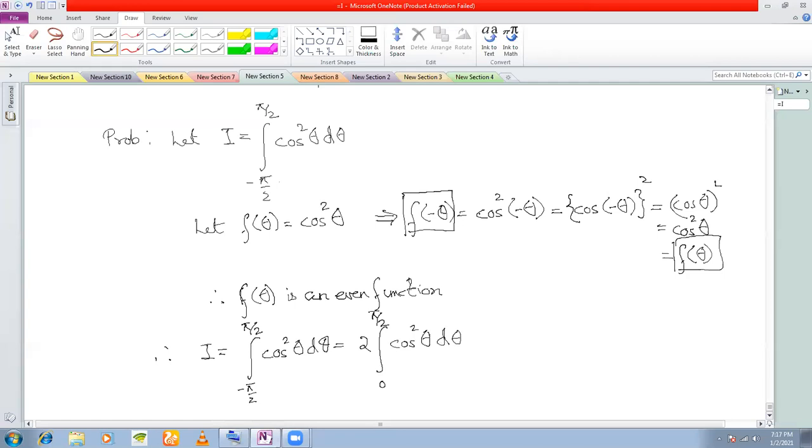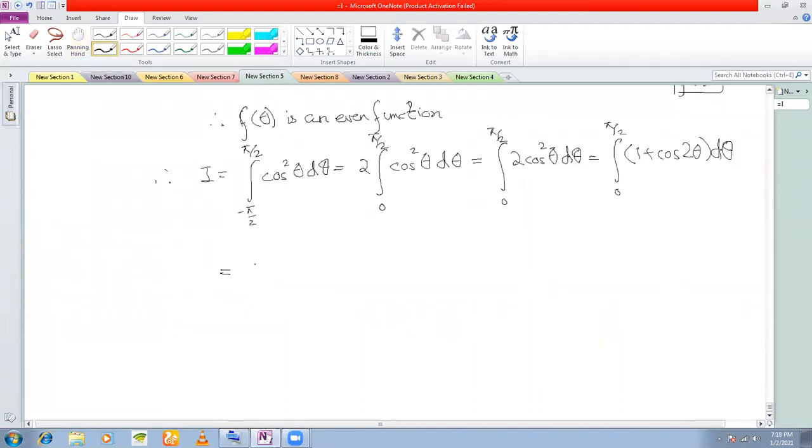Now again we will evaluate exactly as we did in the sine square one, the first example. Here I have a square of a cos, so I'll again change it to a multiple angle. You know that 2 cos square theta is equal to 1 plus cos 2 theta. So what I do is I take 2 inside, 0 to pi by 2. I can write this as 2 cos square theta d theta. So this is integral 0 to pi by 2 1 plus cos 2 theta d theta, right?